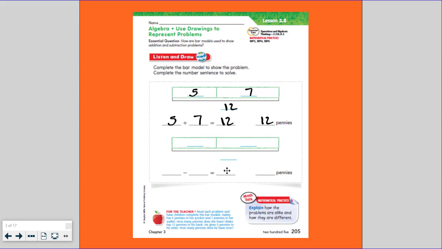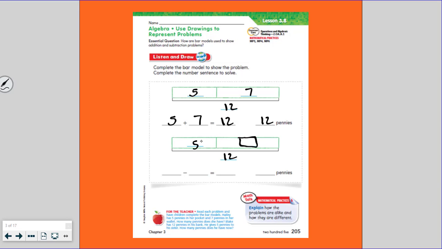All right, so as we said, Blake has 12 pennies in his bank, right? So that's the whole. That's how many he has in his bank. And then he gives 5 to his sister, so we're going to put that amount here. So this amount right here is the amount we don't know. But we know a part plus a part equals a whole.